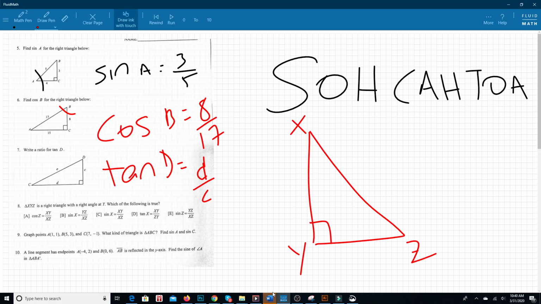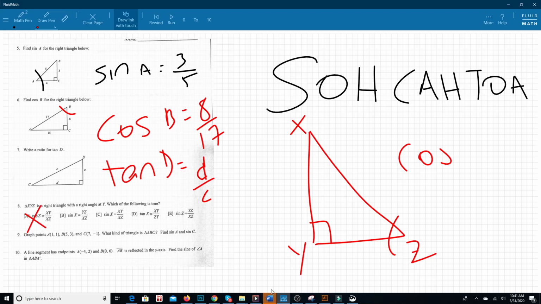So right here, which of the following is true? If we look at the cosine of Z, cosine of Z is adjacent over hypotenuse. That's going to be YZ over XZ, which isn't the case. That's XY. So A is out.